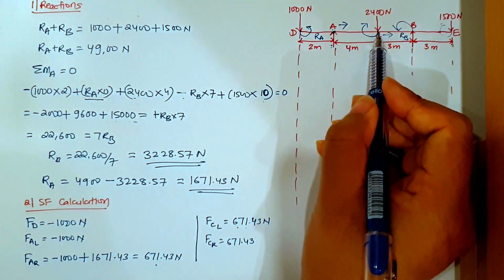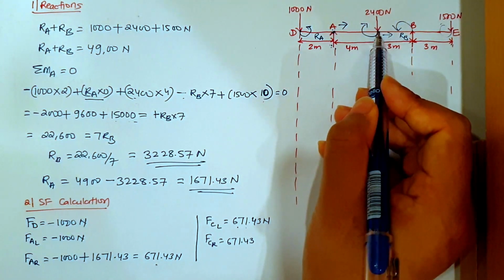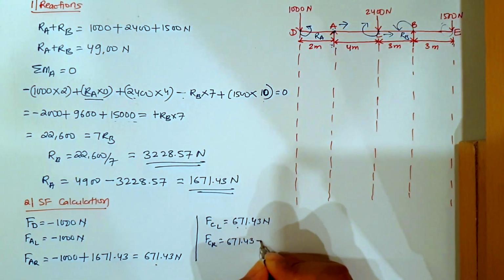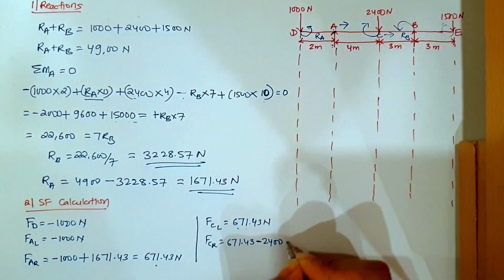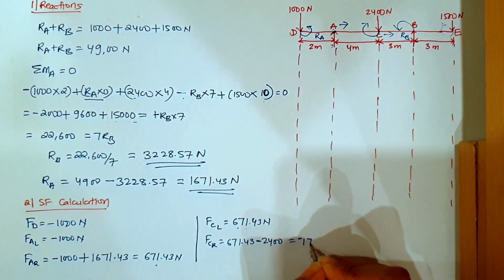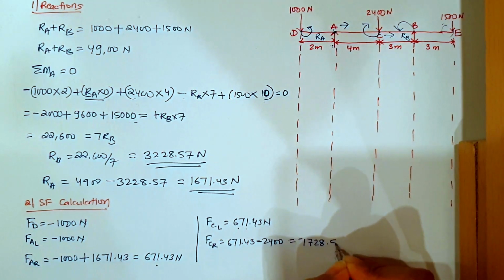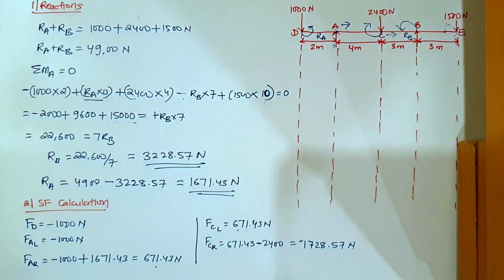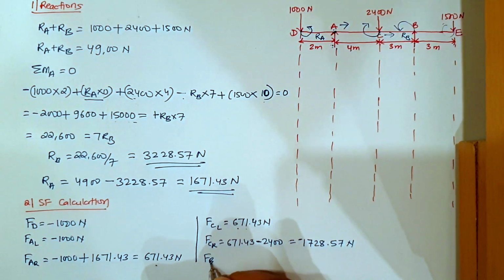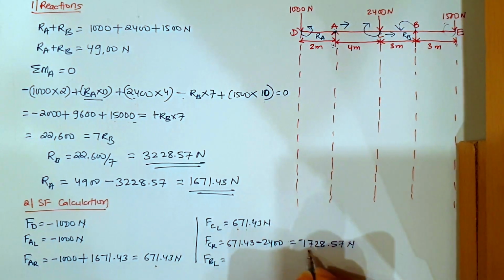Now force at C, right hand side of C, this side, so 671.43, and there is a 2400 Newton acting right on top of C, so I take this at right hand side, so minus 2400. This will be giving you force equal to minus 1728.57 Newton. Okay, now similarly force at B and left hand side of B will be same again.